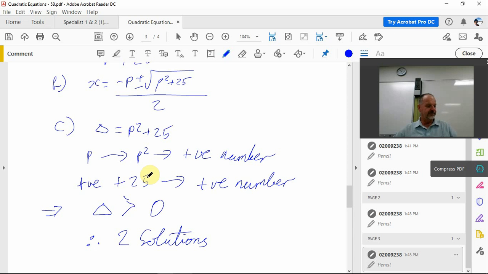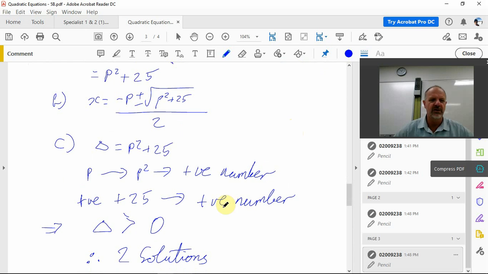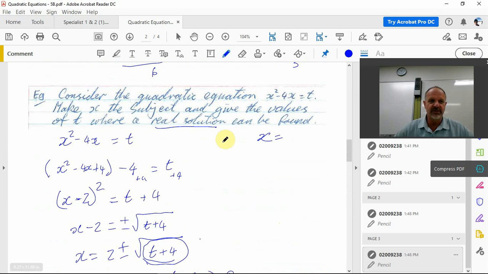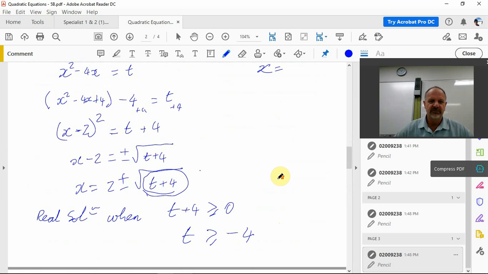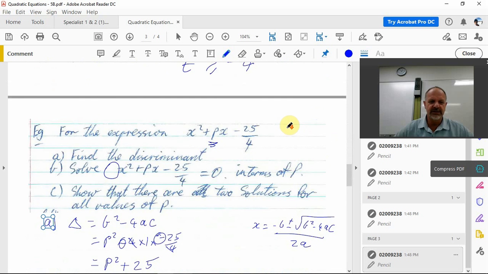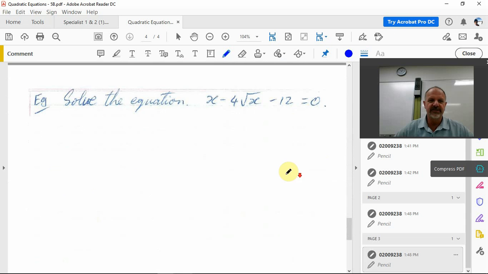So if you're a little bit confused about that or need more clarification, make sure you give me a yell, because that's a different kind of thinking process than you may have been used to, as is this one up here. All right, let's go to the last example for this section.